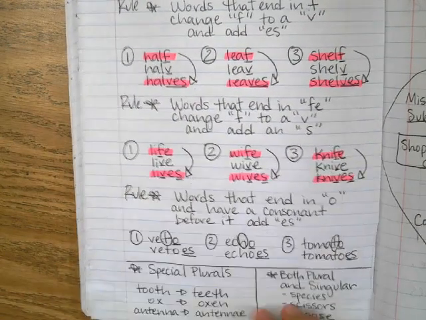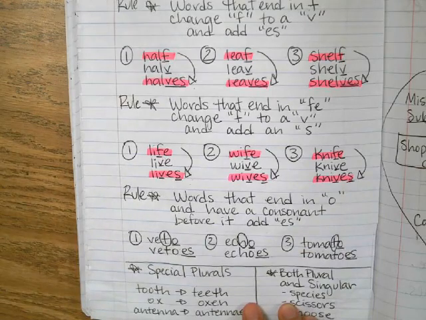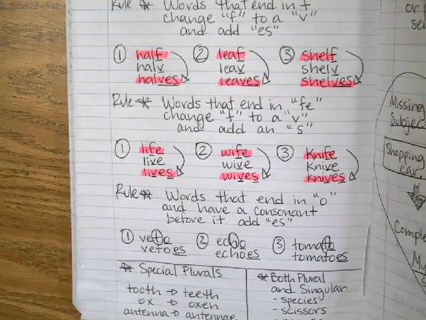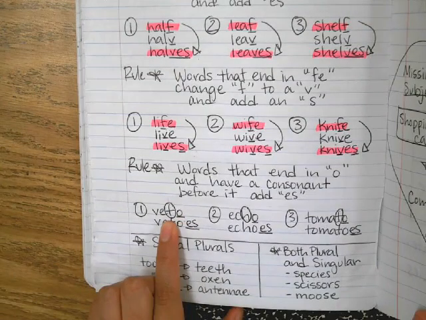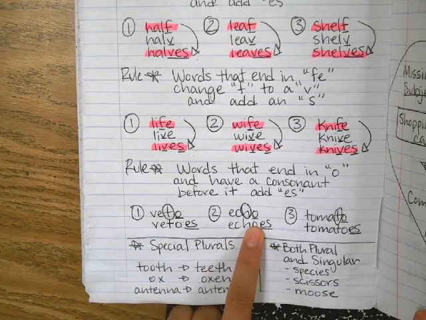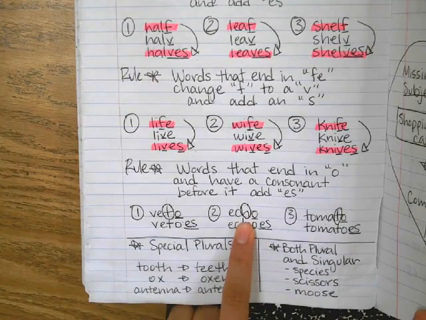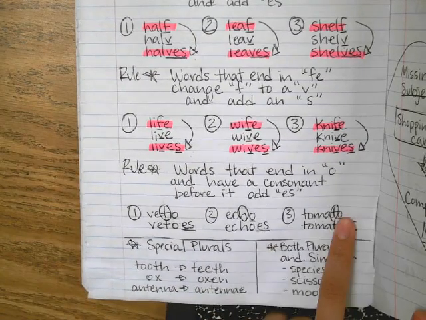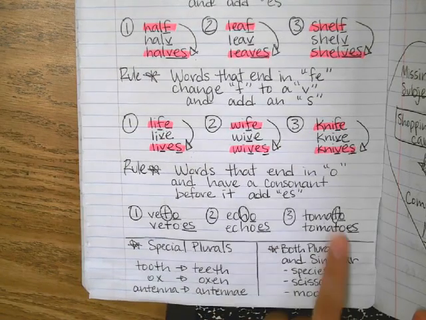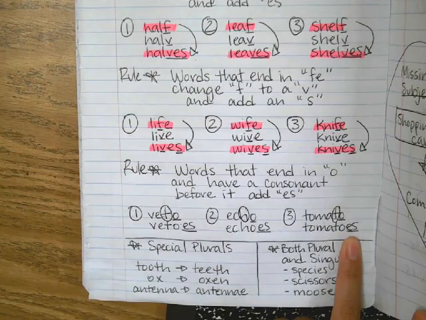And these are some examples, okay? Words that end in an O have a consonant before it and add ES. It ends in an O, has a consonant before it. The consonant is T, so we're just going to add ES. Ends in an O, the consonant before it is H, so we're just going to add ES. Ends in an O, the consonant before it is T, so we're just going to add ES.